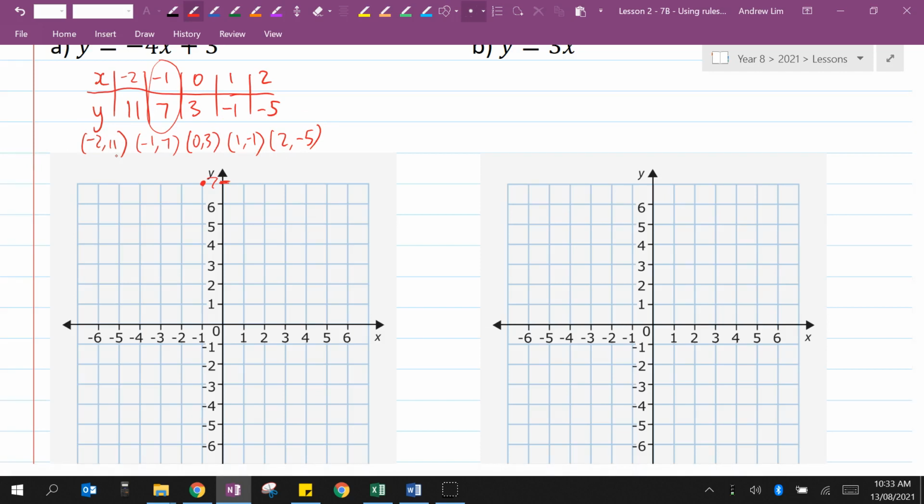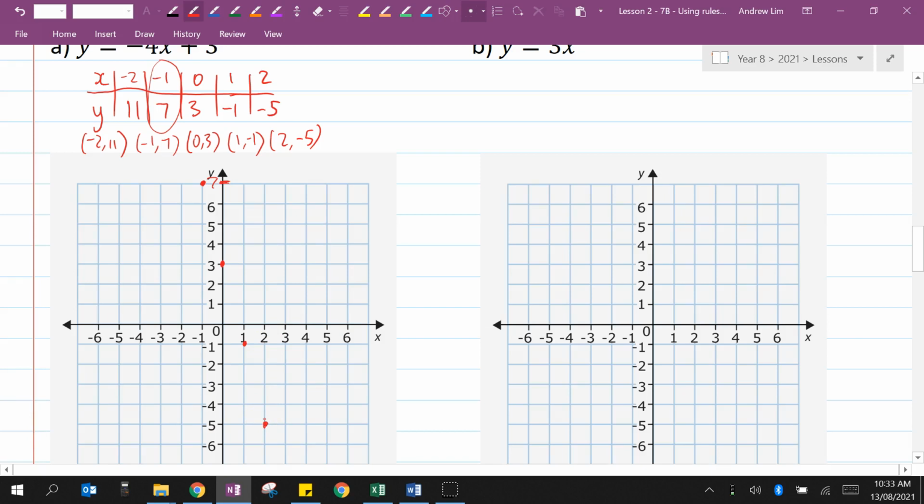So we have minus 1, 7. We have 0, 3. So we go 0 across up to 3. We have 1, minus 1. So across to 1, down to minus 1. And then we've got 2, minus 5. So we go across to 2, down minus 5. Remember, we always go across first and then up or down.